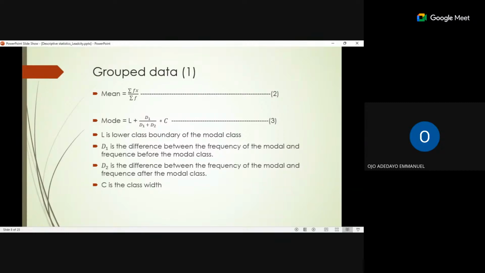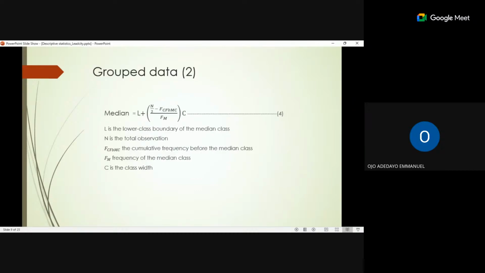Now we have the class width. The class width is the range that we have. Let's say for instance from age 21 to age 30, how many numbers can we get? Let's say 21, 22, 23. By the time you count up to 30, the number that you can have within that range is what we call the C. I'm going to show you how you can quickly get it from your data by the time we get to the example.